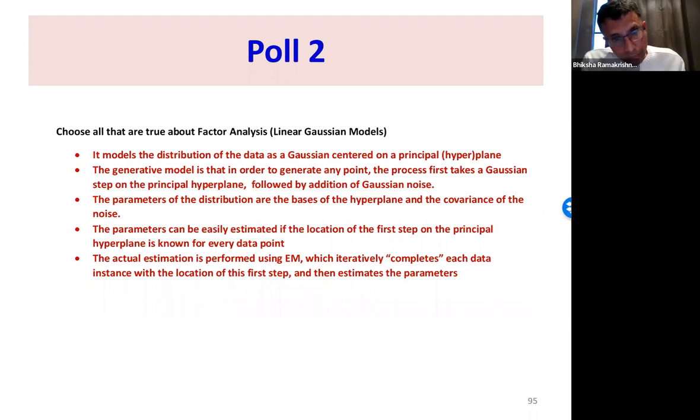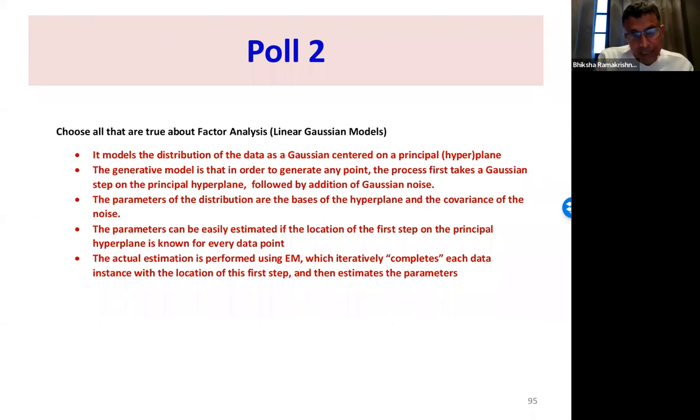Factor analysis, what are called linear Gaussian models, model the distribution of the data as Gaussian centered on a principal plane. This is just like PCA. The generative model is that in order to generate any point, the process first takes a Gaussian step on the principal plane, followed by the addition of isotropic Gaussian noise, or full dimensional, uncorrelated Gaussian noise. The parameters of the distribution are the bases of the hyperplane and the covariance of the noise.